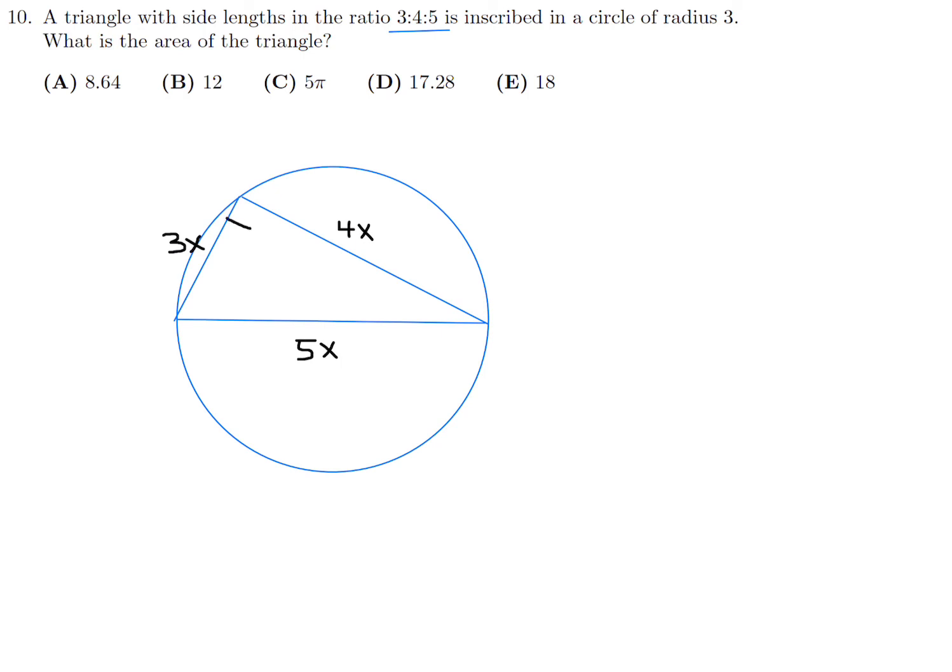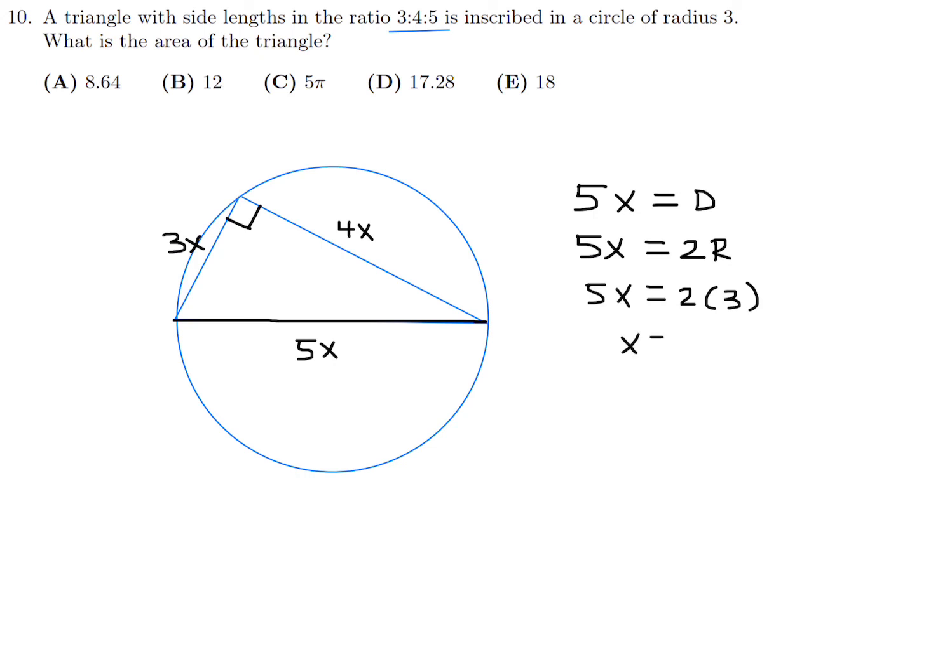If you're in grade 12, you definitely should know that by now. And that's a right angle. Any triangle that's drawn in a circle that has a right angle like this, that means this side represents the diameter. So that means 5x is the diameter. And diameter, of course, is equal to 2 times the radius. They tell you that the radius is equal to 3. So therefore, solving for x, you get x is equal to 6 over 5.